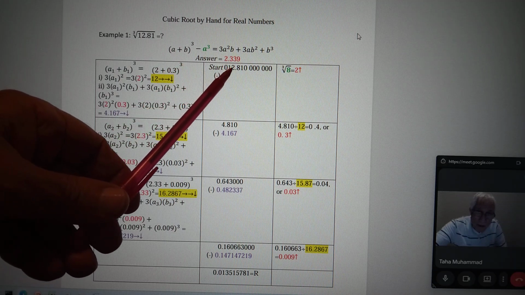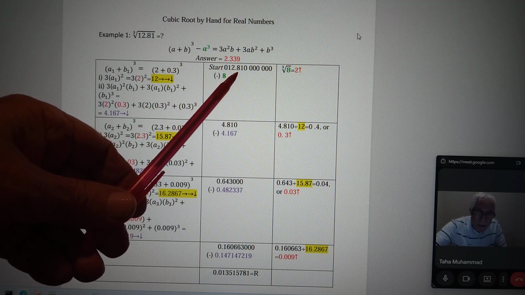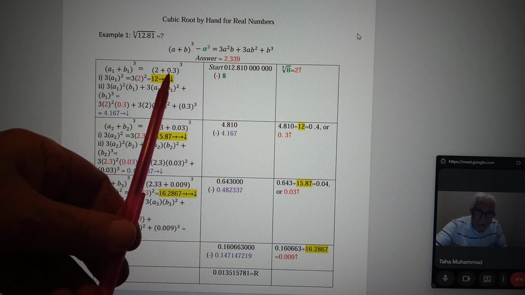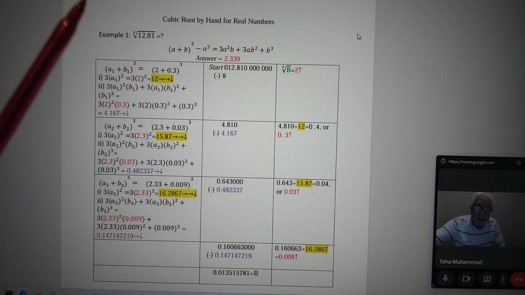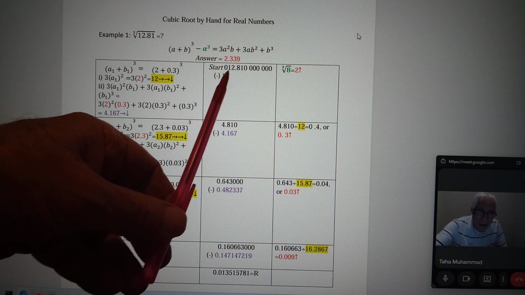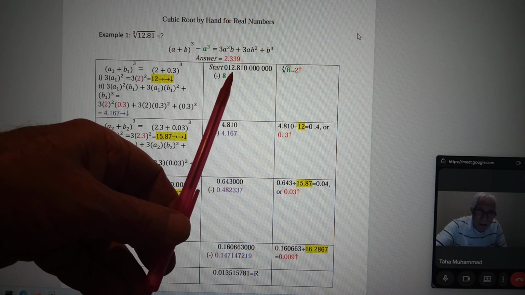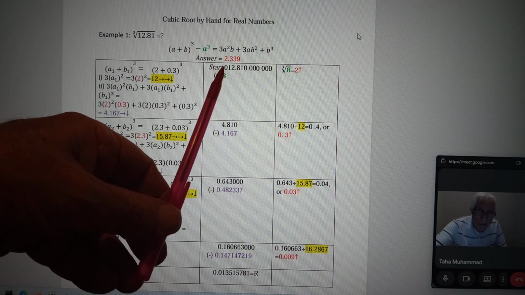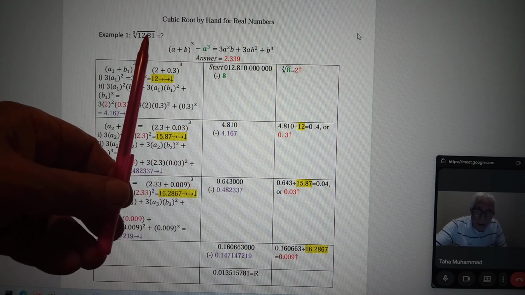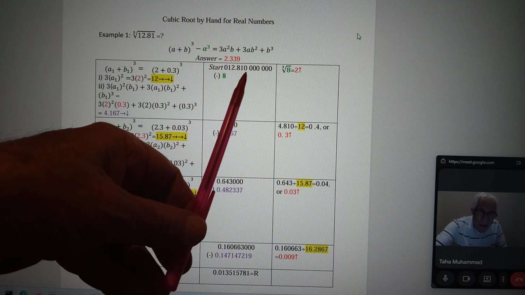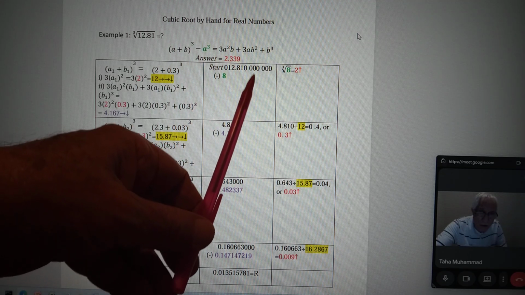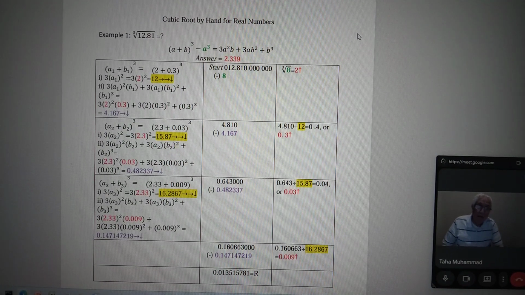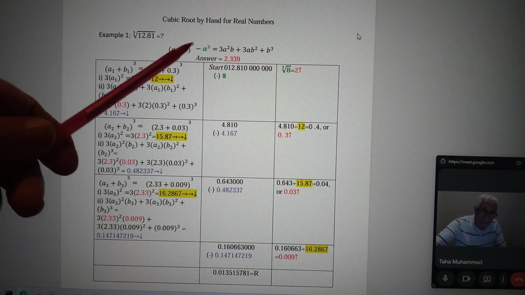See, 12.81. What I do is, from the decimal point, I go left, each 3 digits, put an underline or make it 3 digits. It was 12, I added 0, which will not change the value. 81, I will make it 810 and continue 0, 0, 0, and another group of 3 zeros. Why? Because I am talking about the cube.